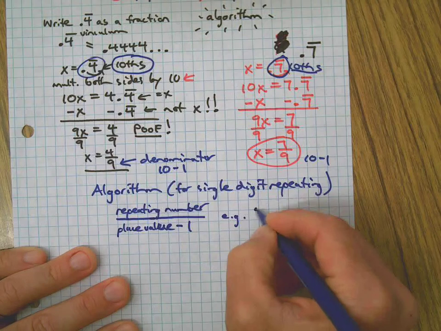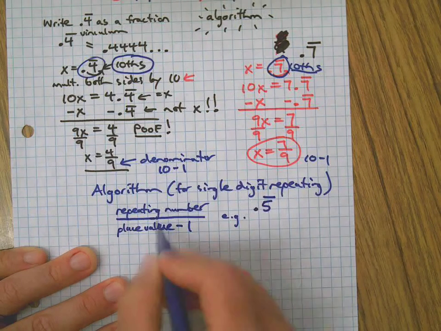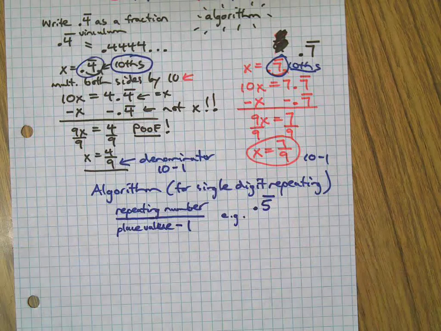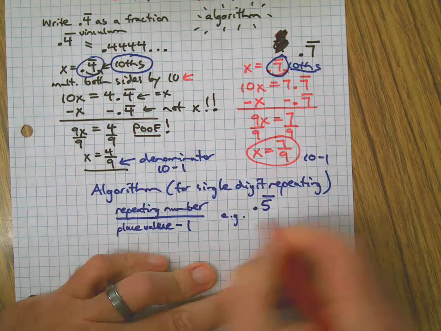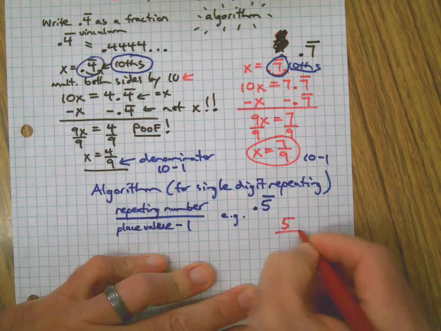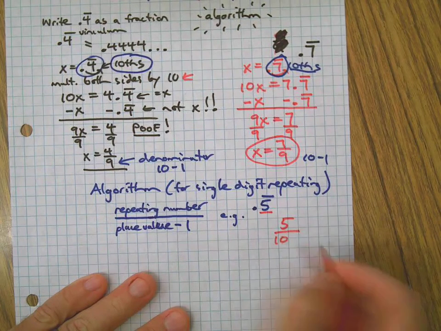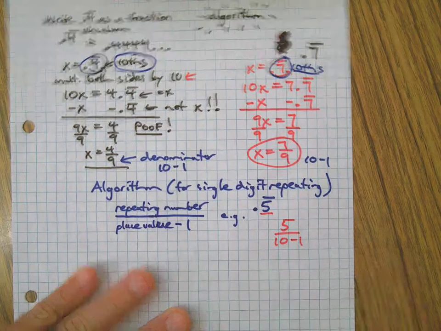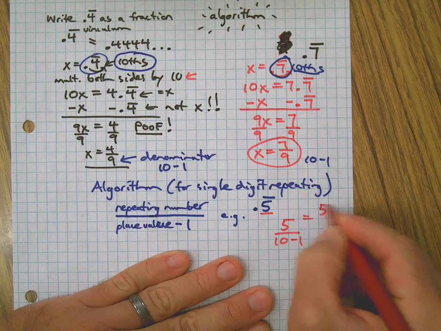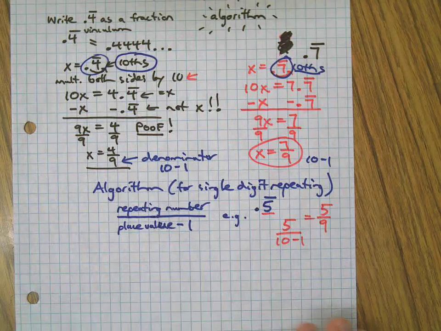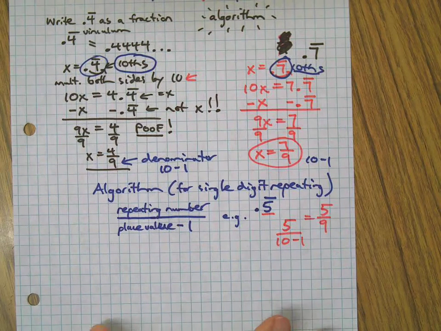For example, we can trust that if I had this decimal, if I use the algorithm, all I have to do is take the number that repeats, the 5, put it on top of the place value, tenths, and take away 1. That's what my algorithm says. And we can see that that's going to be 5/9. All right. So we have an algorithm, but we discovered it by using algebra and our problem-solving skills, and then observing what's going on.